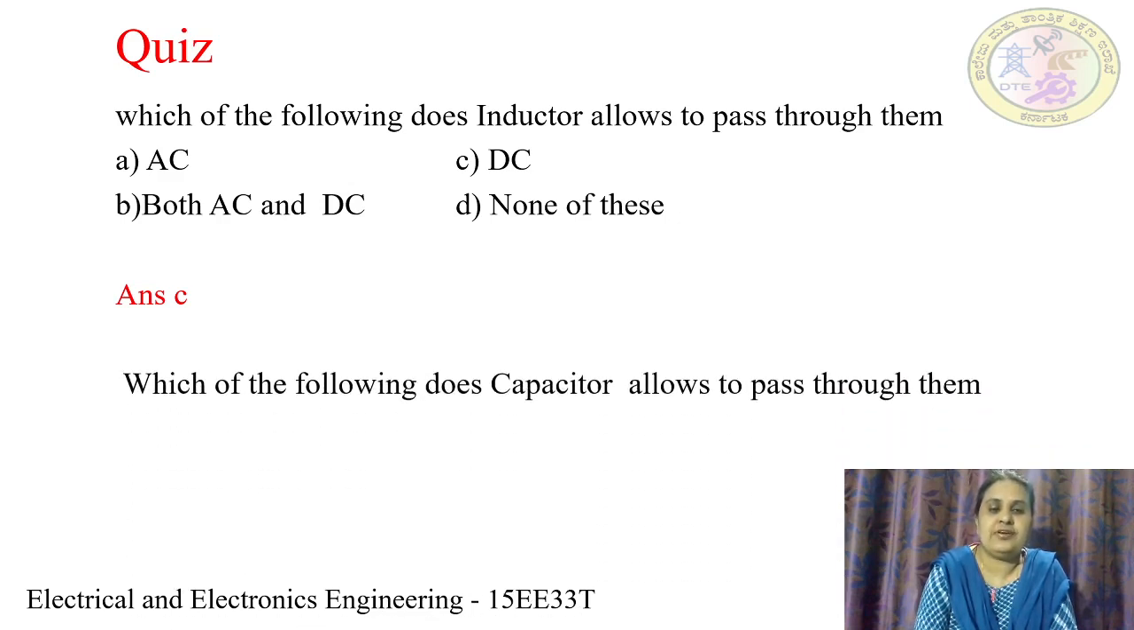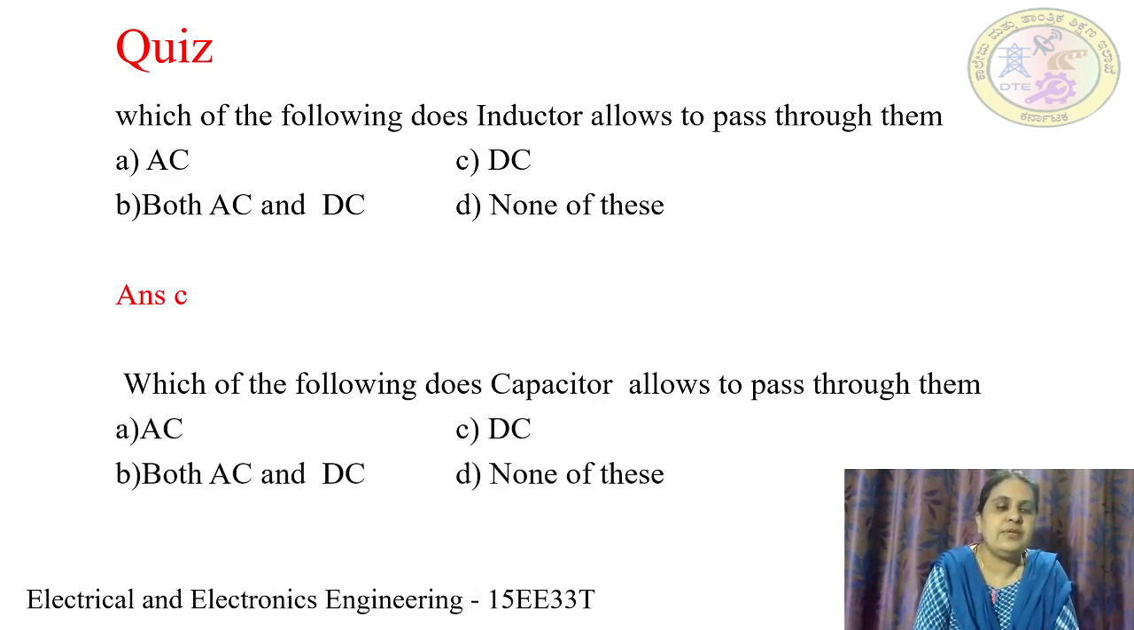Next question: which of the following does the capacitor allow to pass through it? We all know that the inductor and capacitor are opposite in nature, in their behavior. Hence, I think you have guessed the answer. Let me give the options. Option A, AC. Option B, both AC and DC. Option C, DC. Option D, none of these. The answer is A, AC. The capacitor allows AC to pass through it.